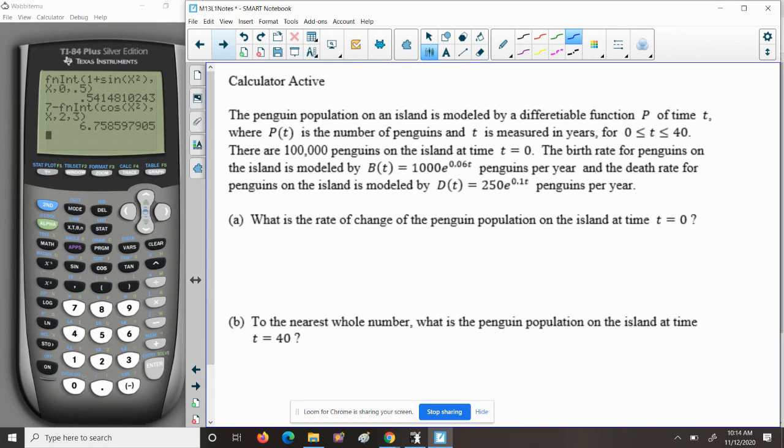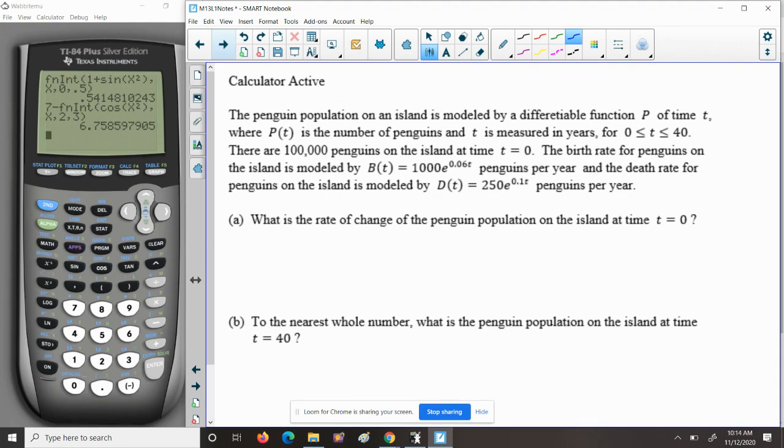Okay, so now we're going to take a look at a free response question. The penguin population is a differentiable function P of time t. P of t is the number of penguins, t is time in years for 0 to 40. There are 100,000 penguins on the island at time t equals 0. The birth rate for penguins on the island is modeled by b of t, so that's the rate they're being born at. And the death rate is modeled by d of t, so that's the rate that they are dying at per year. Okay, part A: what is the rate of change of the penguin population at time t equals 0?